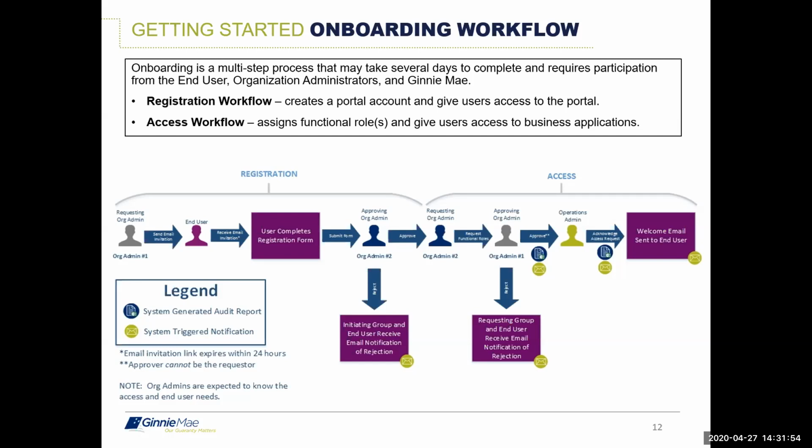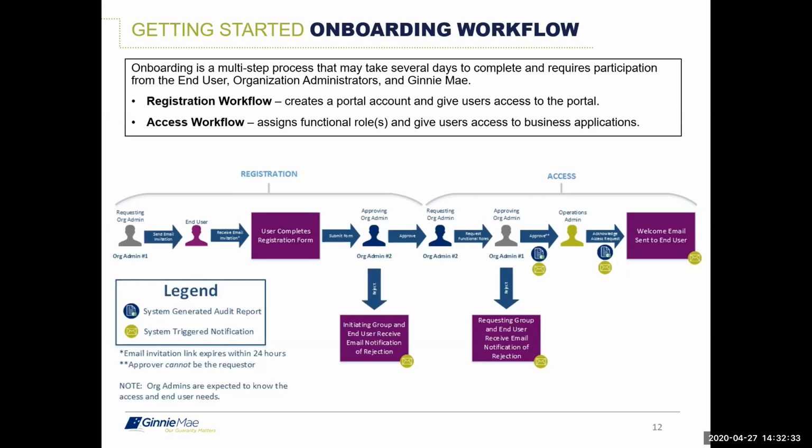Once all of those steps have been completed properly, the operations administrator completes the final acknowledgement of that user's access request. And once that's been acknowledged, the user will receive 2 emails, one welcoming them to the portal, and the second informing them that functional roles have been assigned and what functional roles they have received. Okay, then and only then will the user be able to go into MyGinnieMae and access GinnieMae business applications.